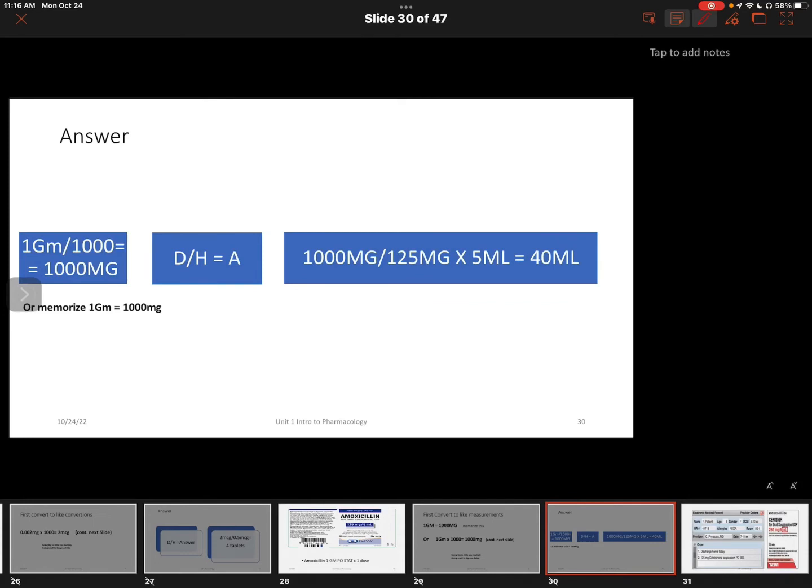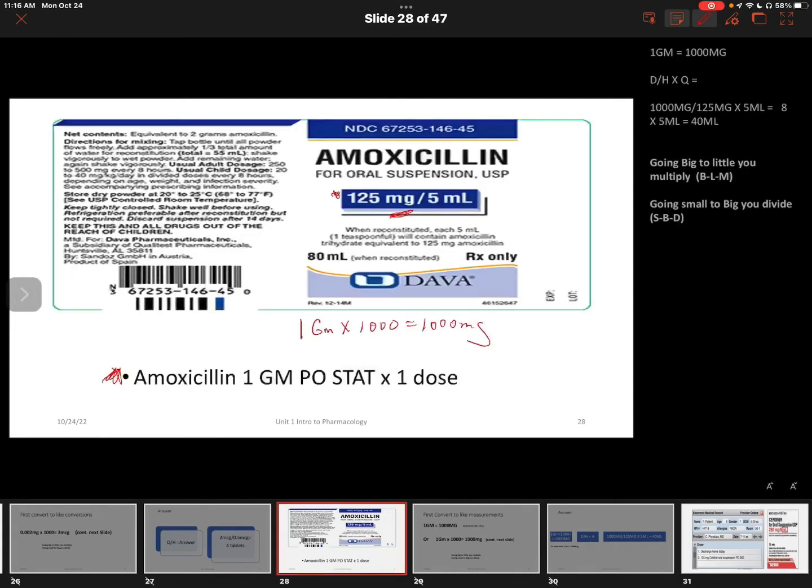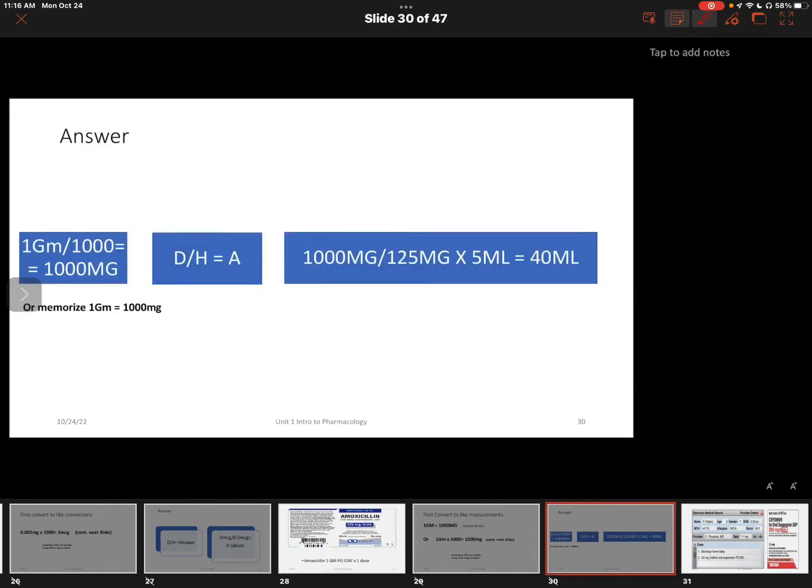We have the formula, D over H equals A. 1,000 milligrams, that's what the doctor has ordered. What's on hand is 125 milligrams multiplied by 5 milliliters, because that's what it says. It's 125 milligrams per 5 milliliter. That gives us a total of 40 milliliters.